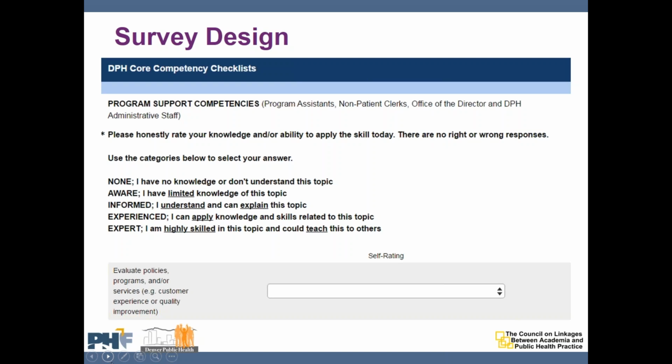So we came up with this 5-point scale that you see on the screen here. The options started with none, where the employee might say they have no knowledge or they don't understand a topic. Aware, in that they might have limited knowledge of a topic. Informed, where they could state the topic and explain it. Experienced, in that they could apply knowledge and skills related to that topic to their work. Or expert, in that they're highly skilled so much that they could teach others about this topic.